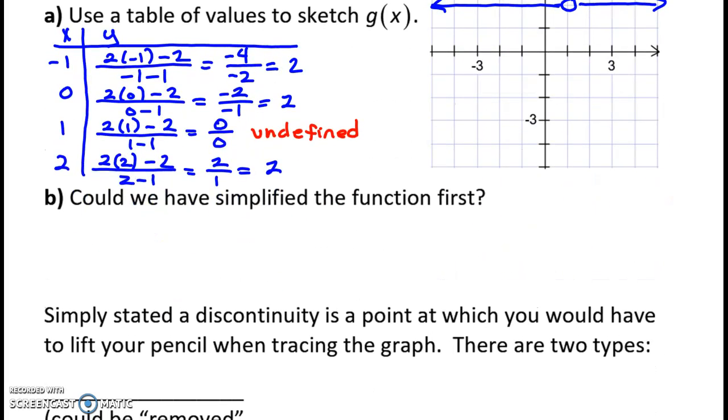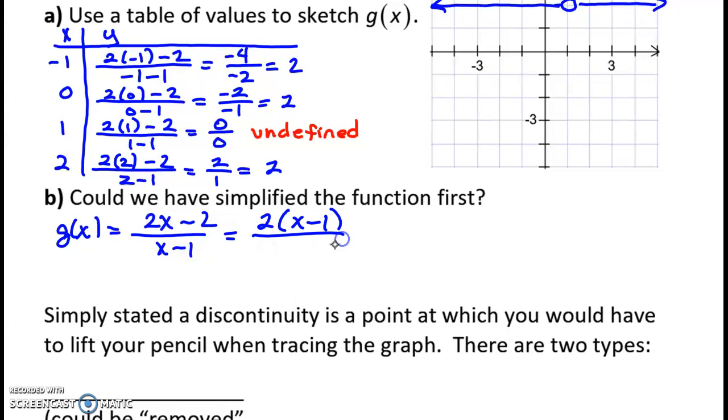Now, could we have written this function in simplified form first? Absolutely. g of x is equal to 2x minus 2 over x minus 1. We could have factored the numerator into 2 times x minus 1, and then canceled the factors in the numerator and denominator, resulting in g of x having a value of 2.